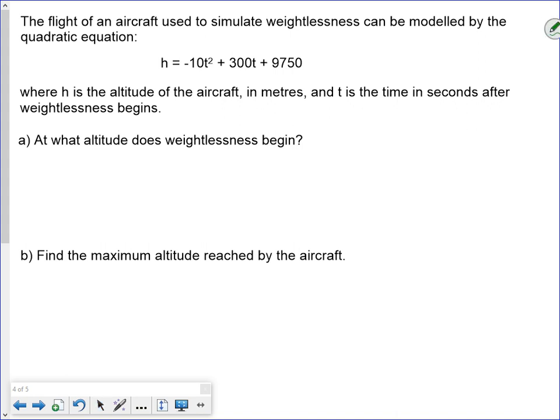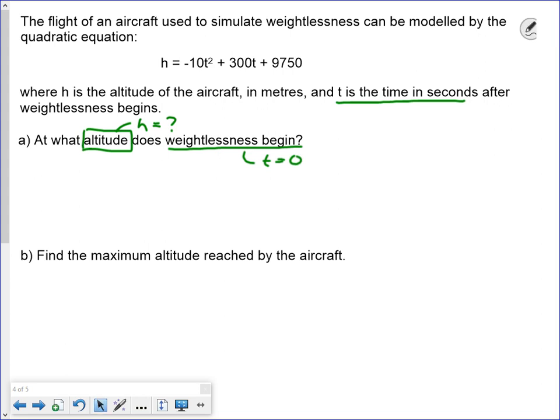So first off, what are they asking us in this question? They're saying at what altitude? So altitude is h, so we want to find a value for h. When do we want to find this value of h? When weightlessness begins. So t is the time in seconds after weightlessness begins. So weightlessness begins at t equals 0. We've done a question similar to this before.